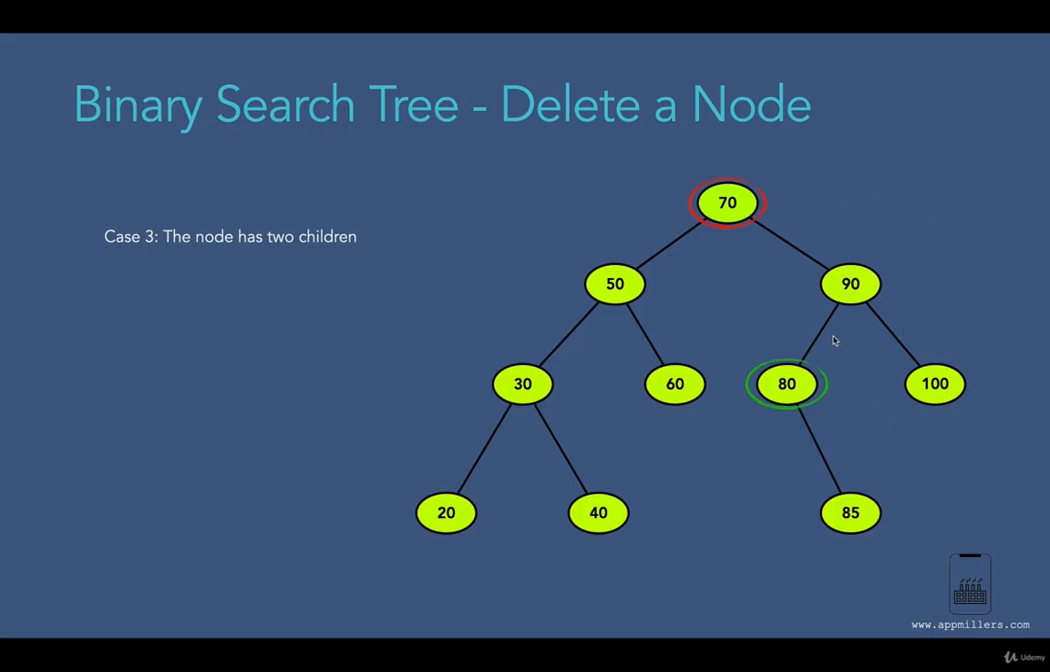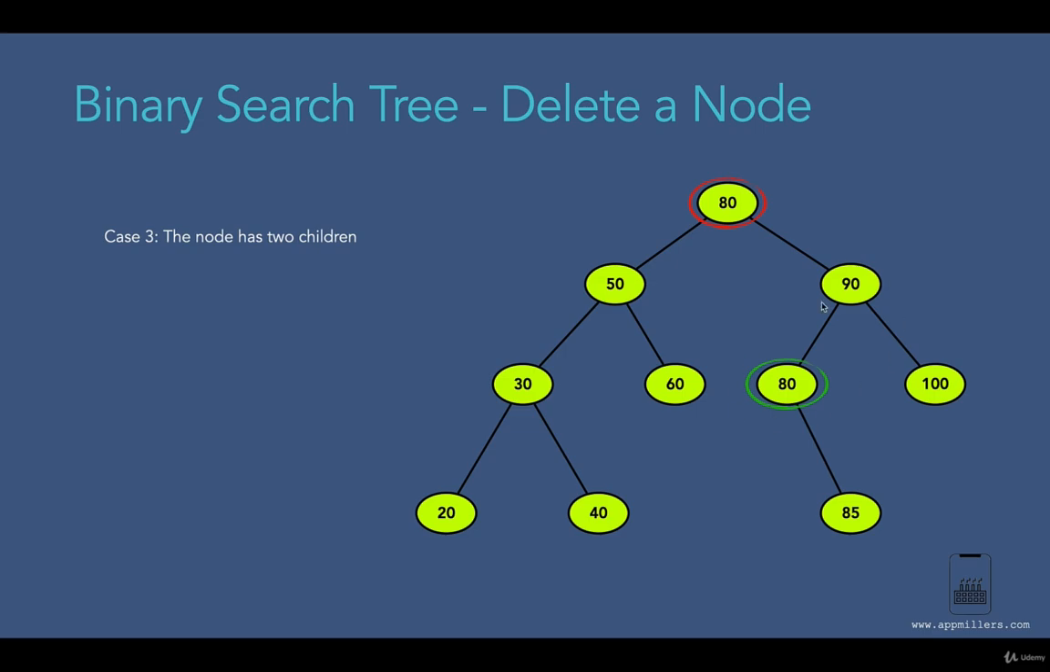Now if you look at this tree over here, you can see that the smallest node in the right subtree is 80. Now after finding the successor of the node, we need to replace the value of the node that we want to delete with the value of the successor. So in this case, we are going to update the place of 70 with 80, because the successor is 80.